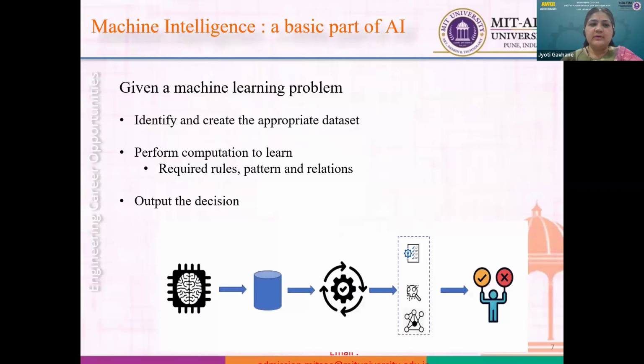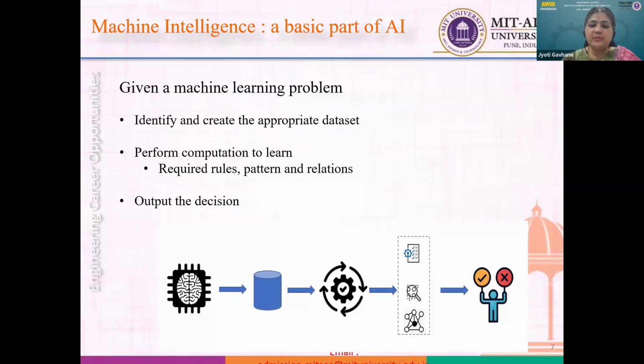Coming to machine intelligence, it is one of the basic domains or parts of AI. How are we making a machine learn or solve a problem? There are three things which are very, very important. First is the input. Whenever we are talking about the input, we should be very keen about the data set.